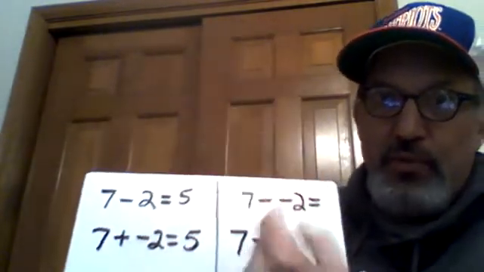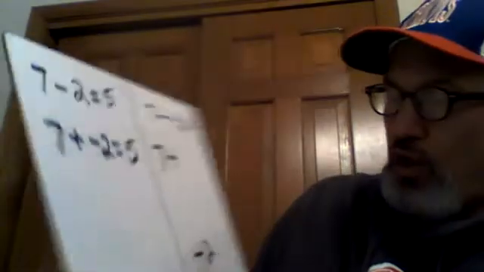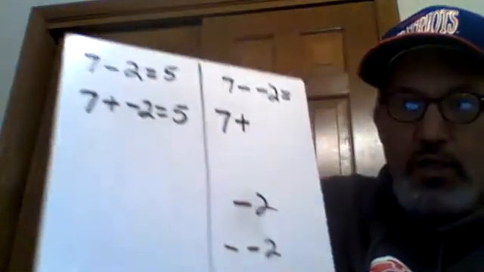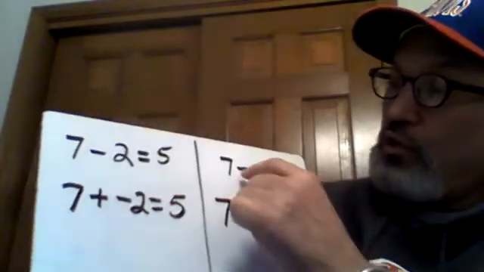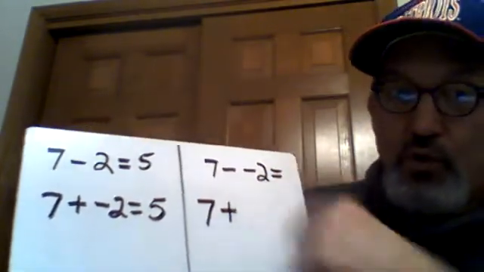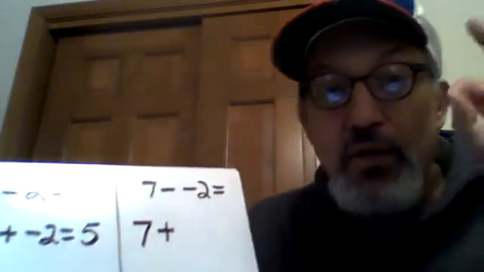The opposite of -2. Okay, if this is -2, the opposite of that would look like this, right? The opposite of -2, well, that's 2. +2. The opposite of -2 is +2. So to subtract -2, you add 2. All right? And the answer is 9.